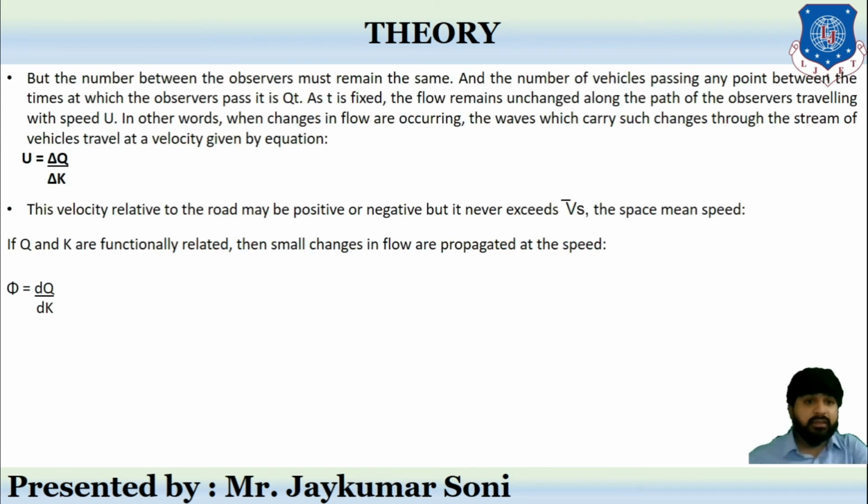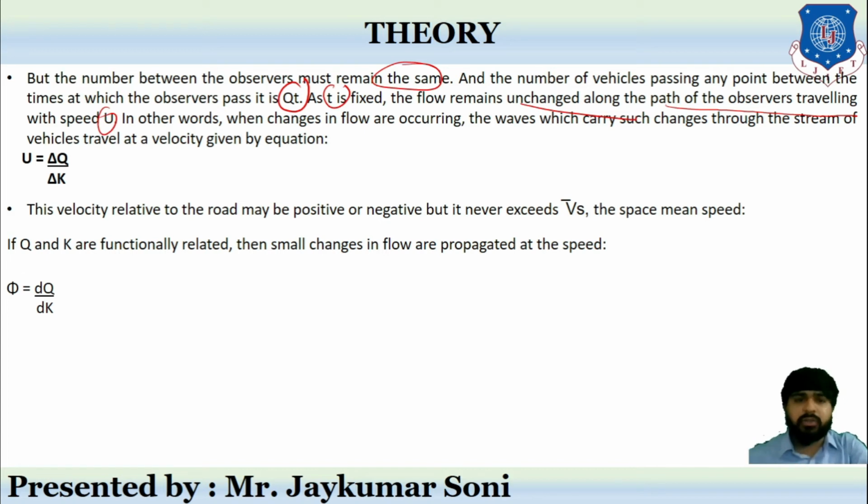But the number between the observers must remain the same, and the number of vehicles passing at any point between the times at which the observers pass is Q into T. That we have learned in the first slide. So we know that T is fixed. The flow will remain unchanged along the whole path of the observer traveling at the speed of u.